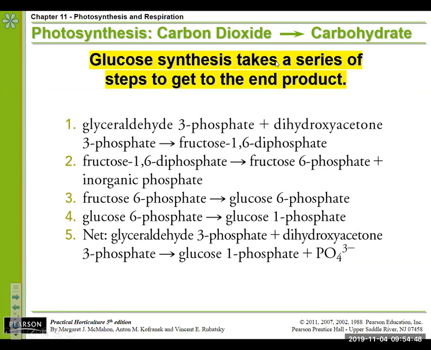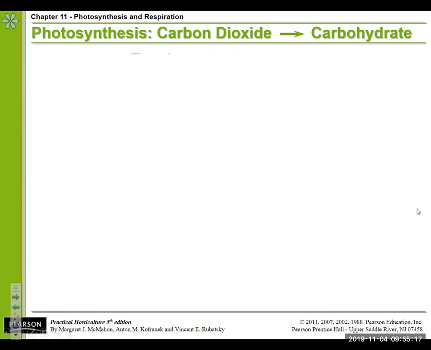So glucose synthesis has a series of steps to get to the end product, and I don't really think it's as important to look at or memorize these steps, but just note that it is this complex chemistry of the plant going through these steps to finally get the end product of glucose, oxygen, and which is then used to build the other sugars.